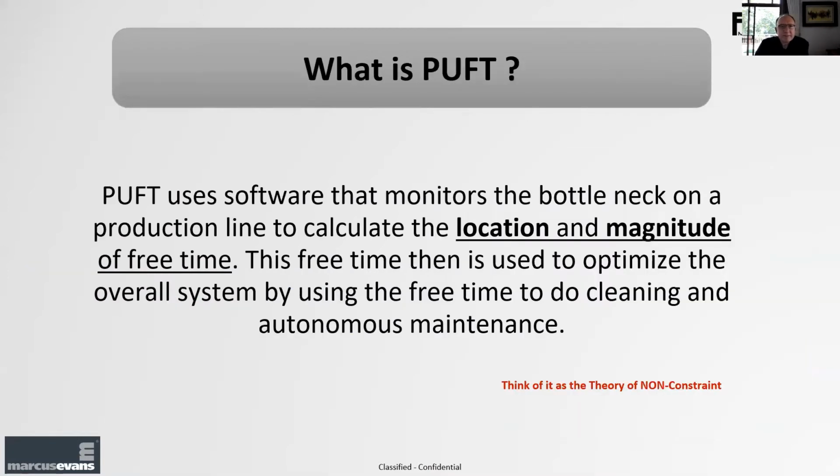So what is PUFT? PUFT is a system that uses software and it monitors the bottleneck on a production line. There is always a bottleneck, either a design bottleneck or a stochastic bottleneck developing as the production line changes through breakdowns, material changes, methods, etc. And what PUFT does, it calculates the location and magnitude of free time. So you can think of it as the theory of non-constraint.